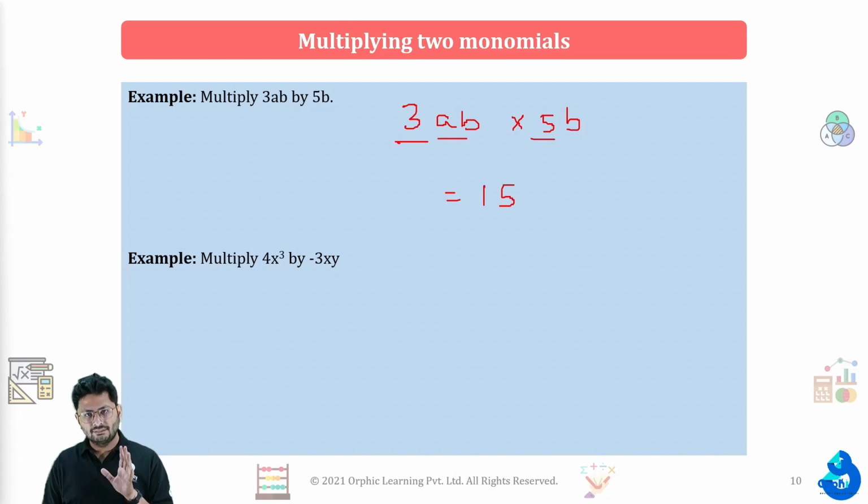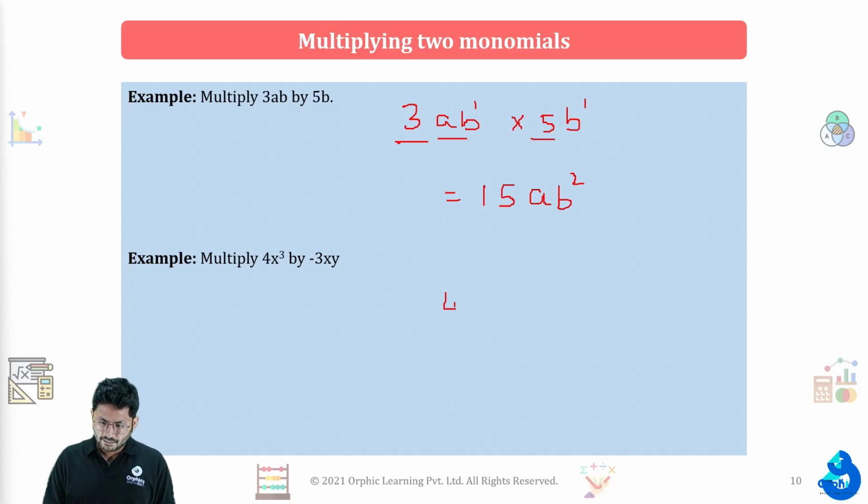a is not being multiplied with anything else, so it will be written down as a itself, and b to the power 1 into b to the power 1. The bases are same and we are multiplying, तो क्या होगा, पावर्स ऐड हो जाएगी, so it will become b square. So the answer would be 15ab square.